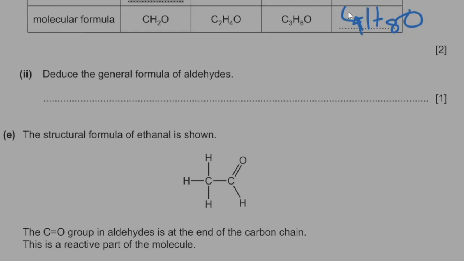To deduce the general formula of aldehydes, as we said over here, the number of carbons is how many carbons there are, so that is Cn, and then the number of hydrogens is twice that of the number of carbon atoms. However, the oxygen atoms remain the same.